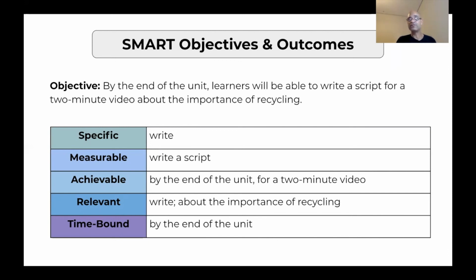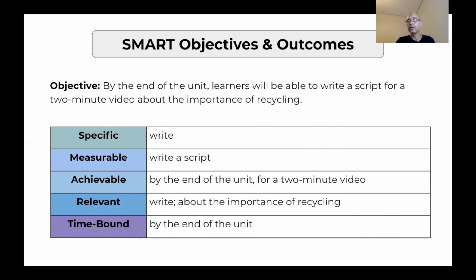A script has certain elements that I need to look for. And I can even have a rubric to guide the students in producing the script and to guide me in assessing their production. Achievable by the end of the unit or for a 2-minute video. So I specify when they need to do it, and notice that by the end of the unit is also present in the cell time bound, right? Because it relates to both whether or not the objective or the outcome is achievable, or to whether or not it is time bound. And a 2-minute video.